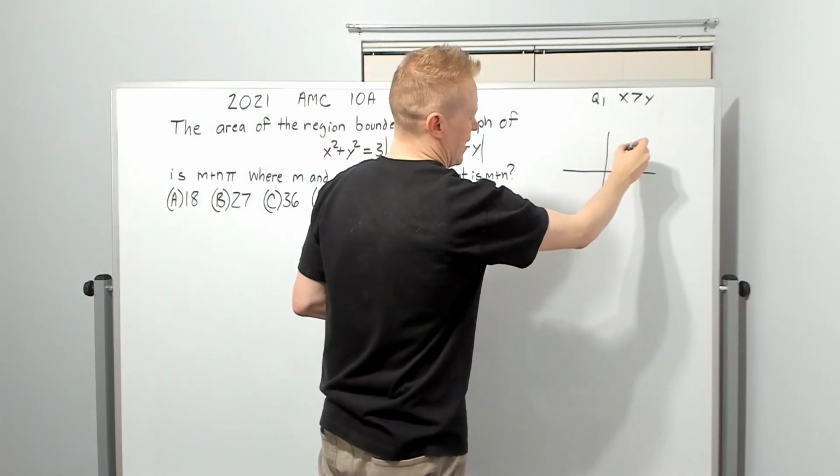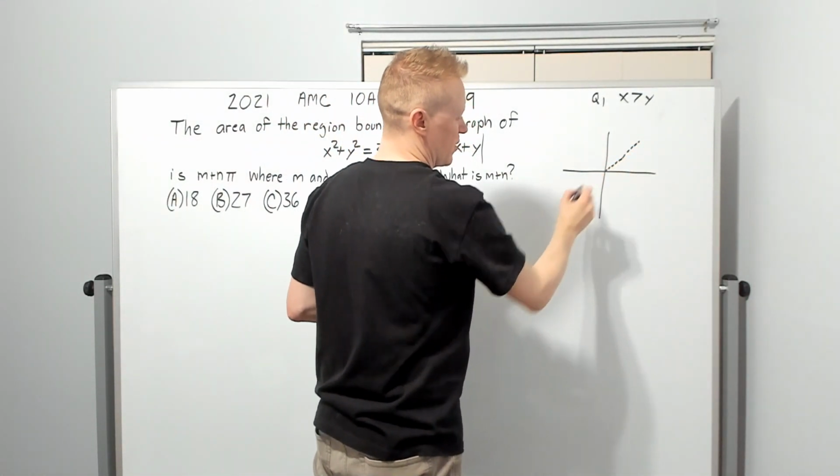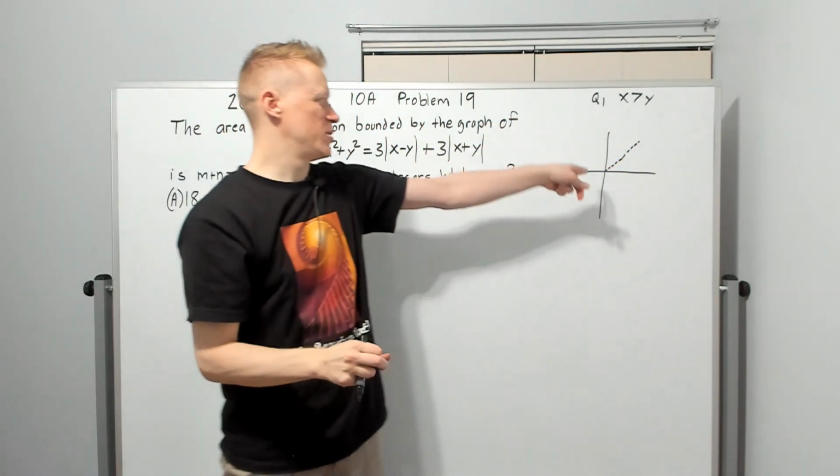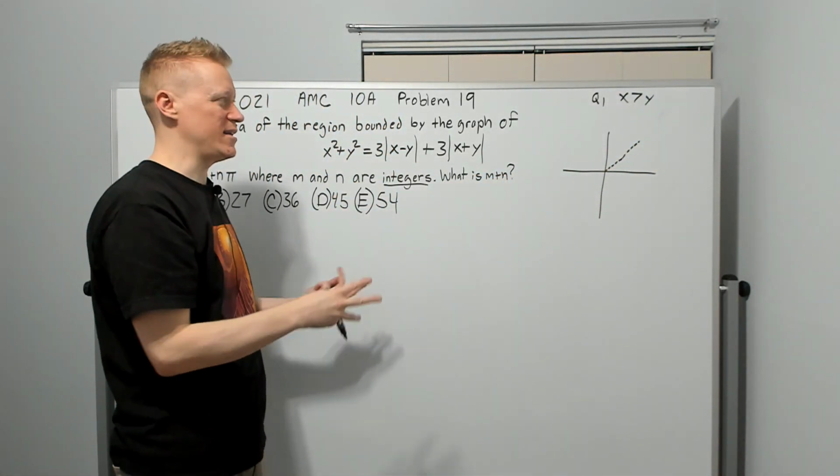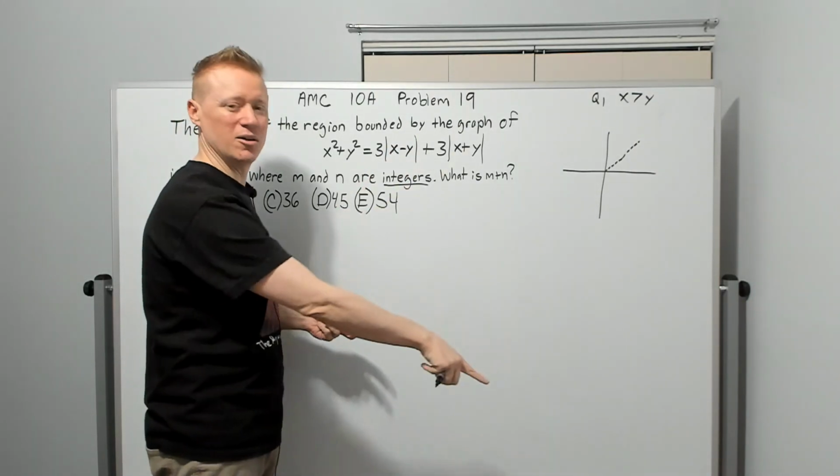So if I graph y equals x, it's right here. Why did I use the y equals x line? Because that's the only way to think about when x is greater than y, right? You set y equals x and then it will be below that line.